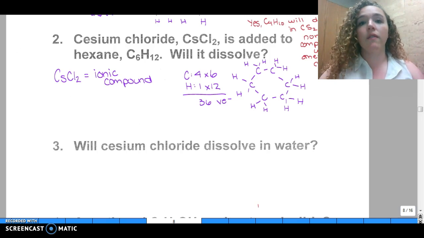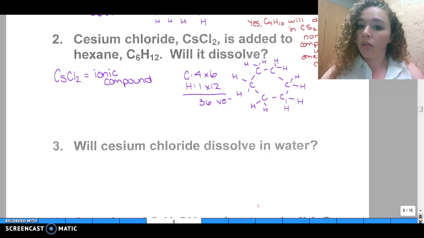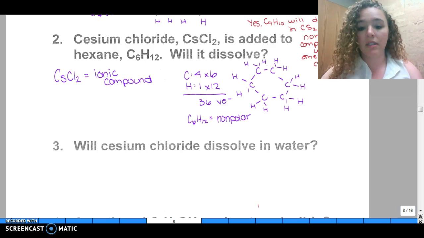This structure is very symmetrical. Everything about it is perfectly symmetrical. And there's not even 1 lone pair. So we know that this substance is going to be nonpolar.